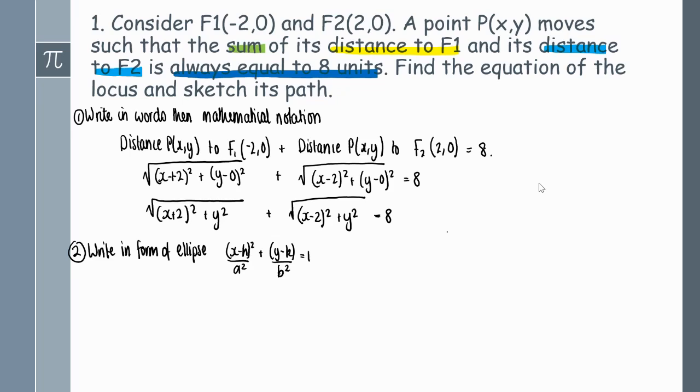So how do I get these things with the square roots into an equation that looks like (x minus h) squared over a squared plus (y minus k) squared over b squared equals 1? Here's my hint for you. Take one of the square roots to the right-hand side and then square both sides.